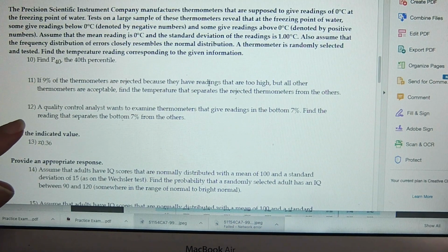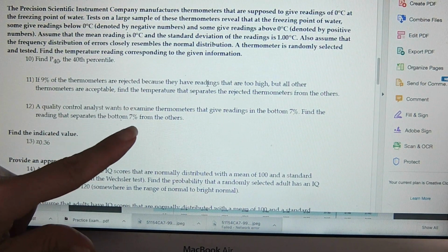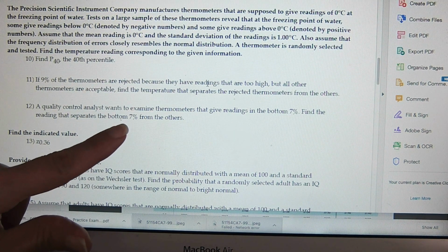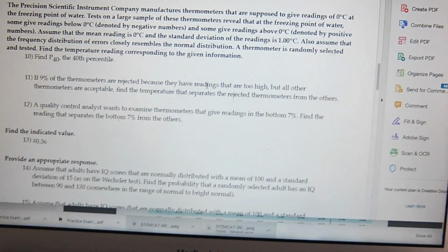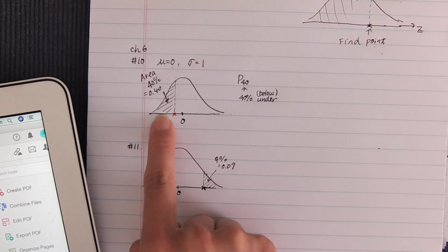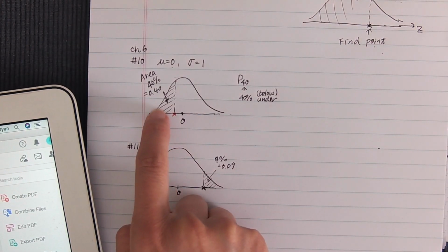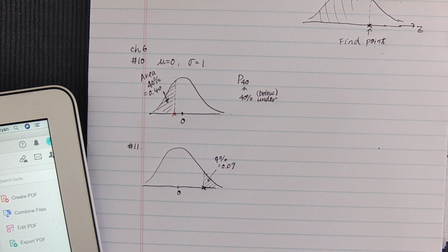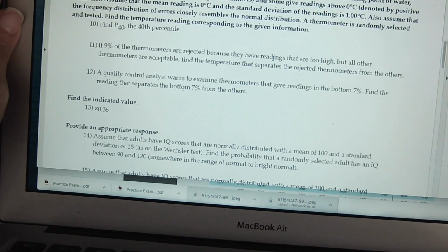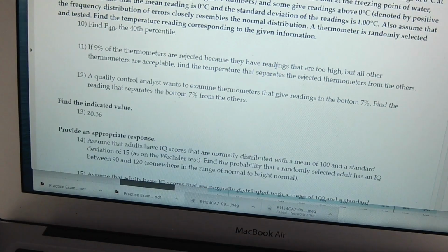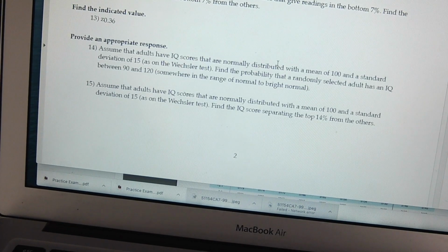Any question? Number 12 is the same. Now they are saying it's a 7% bottom. Oh, I'm looking for 7% bottom. That's exactly the same question. It's just 7% here. That's what this means. Any questions here? You want me to go over the next one?